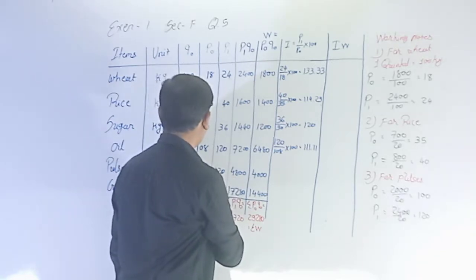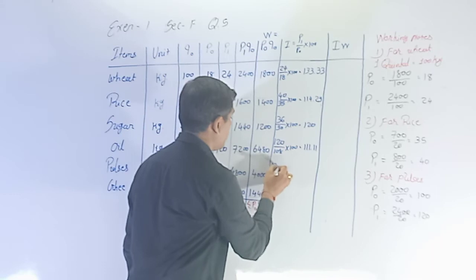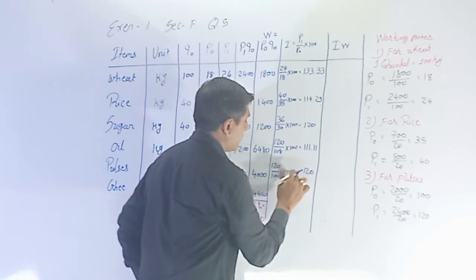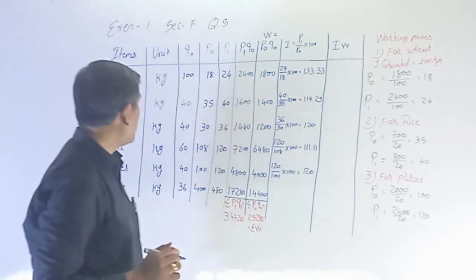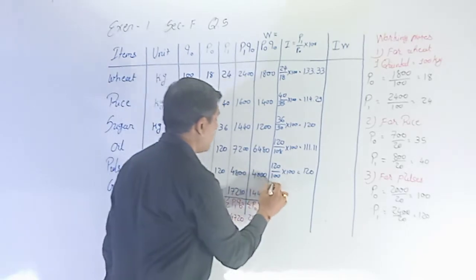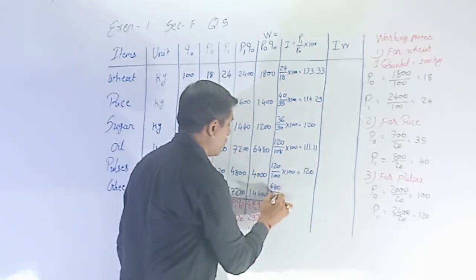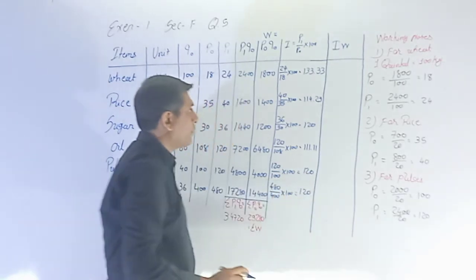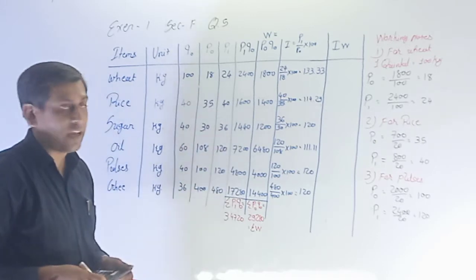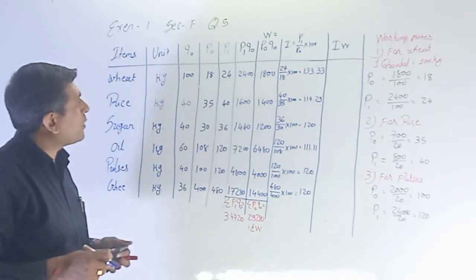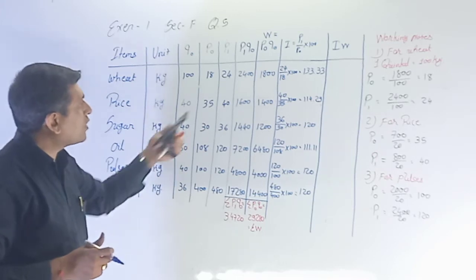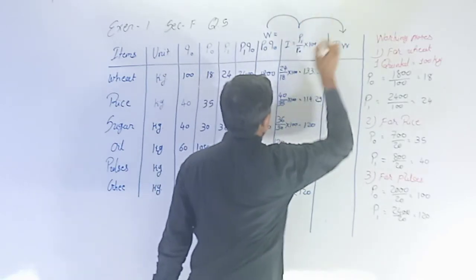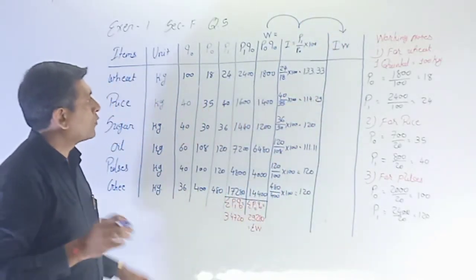Then 120 divided by 100 into 100, again it is 120. And the last one, 480 divided by 400 into 100, that is 120. So here your I is there, and now you have to multiply this I with W. That is here your W, here your I, and you have to write down here the multiplication of these two.